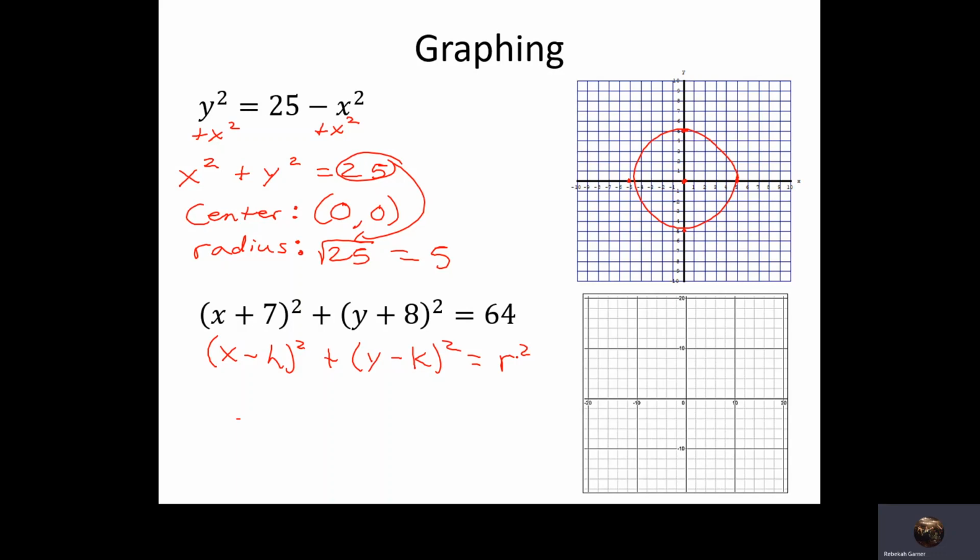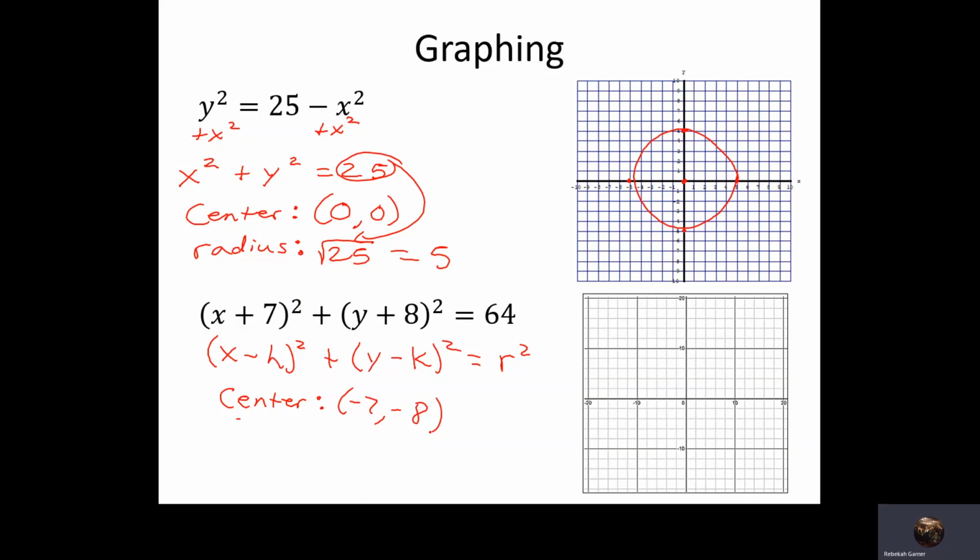So what is this negative sign telling me to do? Subtract. It's also telling me to take the opposite of whatever's in the parentheses. So positive 7 would become negative 7. So my center here, x minus 7, is going to be negative 7 instead of positive 7. And if this was a negative, it would become positive, so in this case negative 8. So my center is negative 7, negative 8.